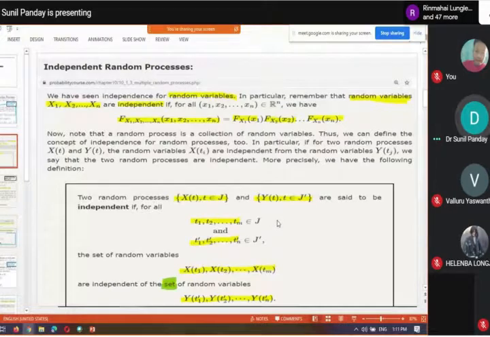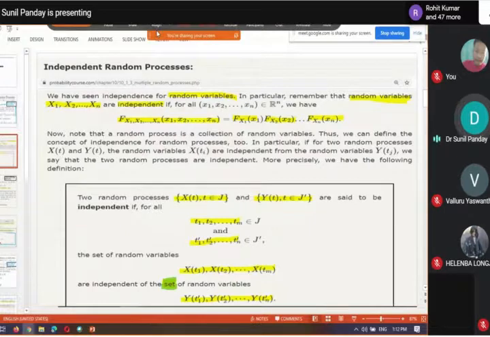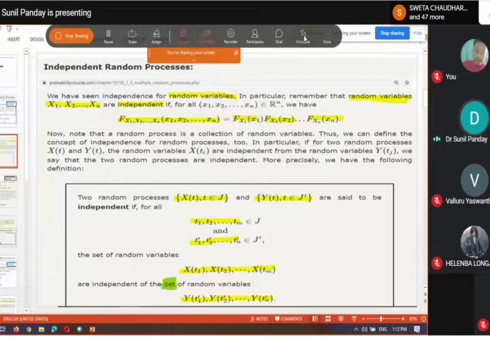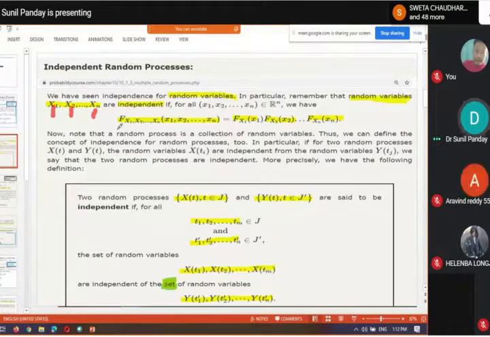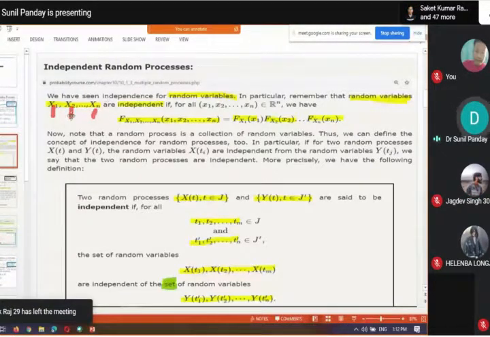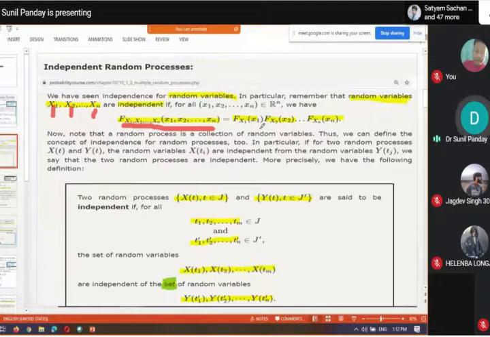As you know earlier, when we have two random variables like X and Y, we say that X and Y are independent if their joint distribution function is equal to the product of their distributions. So here, if we have n random variables X1, X2, ..., Xn, we say that these n random variables are independent if their joint distribution function equals the product of their distribution functions. Similarly, we can have independent random processes also.